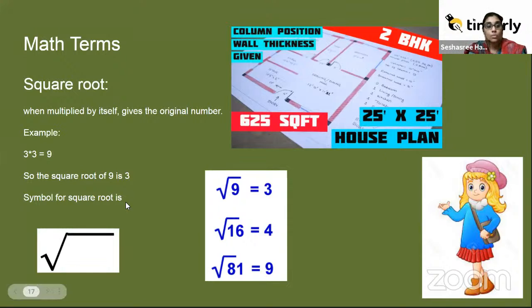Then the symbol of square root will be written like this: a downward arrow, an upward arrow, and a sleeping line. There are some more examples, like the square root of 16 is 4. Why? Because 4 times 4 is 16. So we are multiplying 4 two times, and the value is 16.